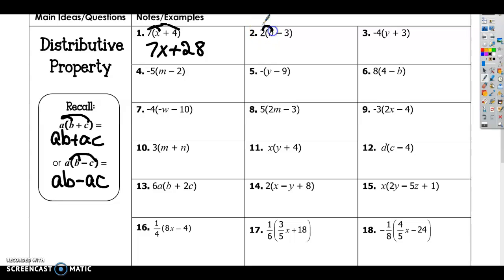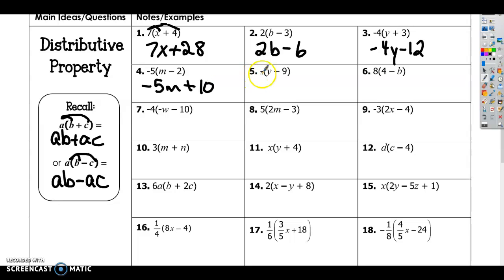Here we're going to have 2 times b and 2 times negative 3. And I'm actually going to quit writing that there so that I'm not covering up the numbers. So there's 2b. I have a positive and a negative, so it's a minus 6. All right, the next one I've got a negative 4 times y. Negative times a positive, and then a negative times a positive again, minus 12. All right, number 4, I've got a negative times a positive, so negative 5m, and then negative 5 times negative 2 is positive 10. When you multiply two negatives, you get a positive.